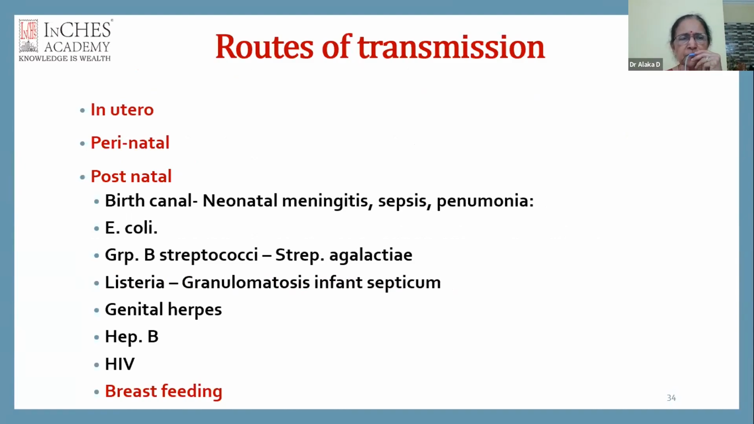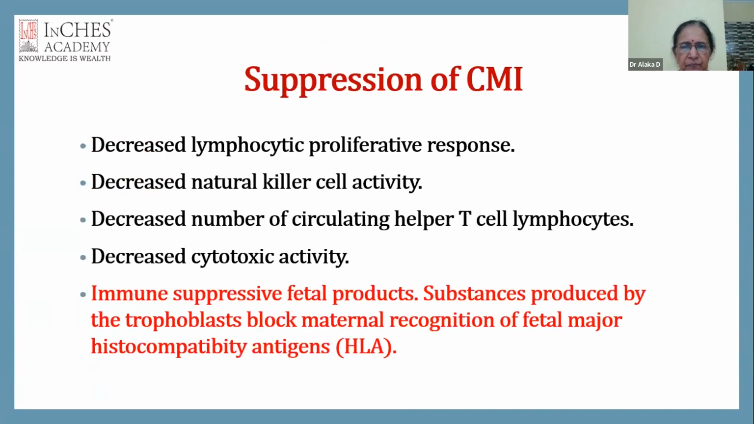What are the routes of transmission? In utero, the infection can be transferred to the fetus. Perinatal, when the child is coming through the birth canal, and then postnatal. Neonatal meningitis, sepsis, pneumonia, E. coli infections, listeria, genital herpes, hepatitis B, and HIV. And lastly, the other route of transmission is through breastfeeding. So these are the routes of transmission to the fetus or the newborn, and we have to be aware of that.